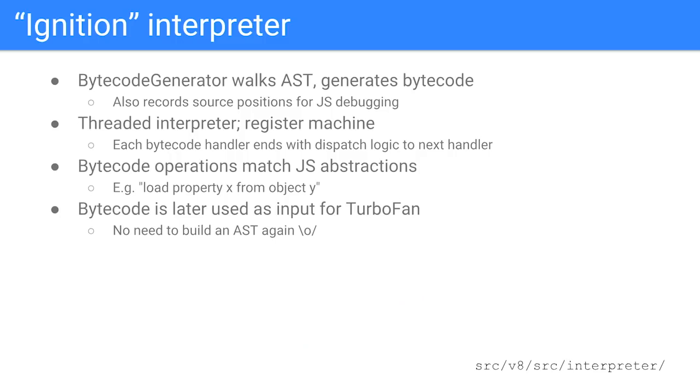V8 has an indirect threaded interpreter. The interpreter has a table of handlers keyed by the bytecode. So the interpreter looks up the handler for a particular bytecode, jumps to it, and then starts executing code. The bytecode is the source of truth for the interpreter, optimizing compiler, and the DevTools. So we record several kinds of metadata in the bytecode itself, like source position and the handler table. So once we have the bytecode, we can throw away the AST that we generated, saving memory.